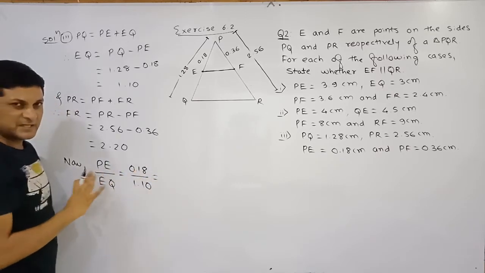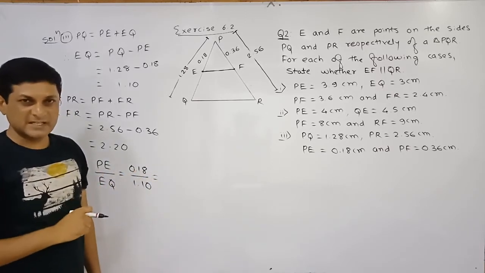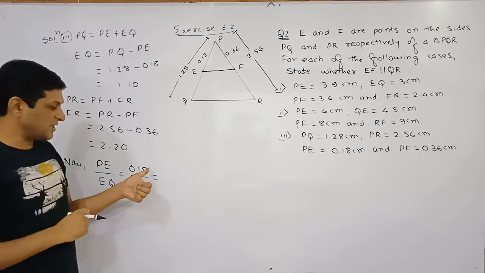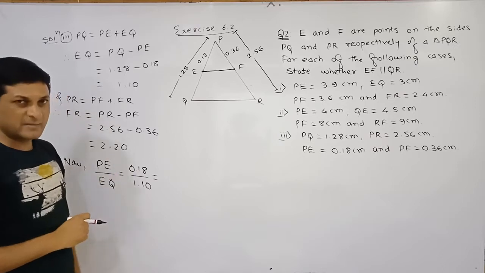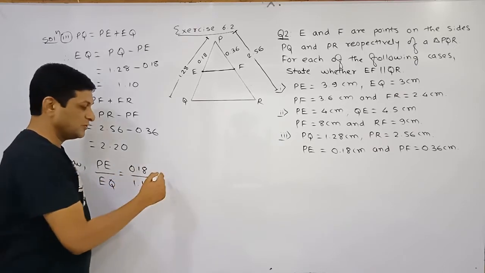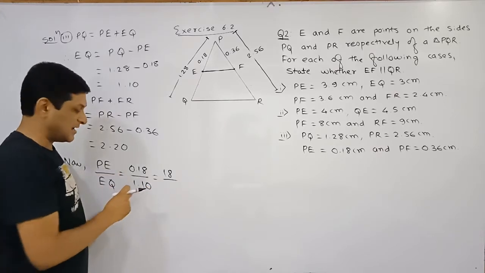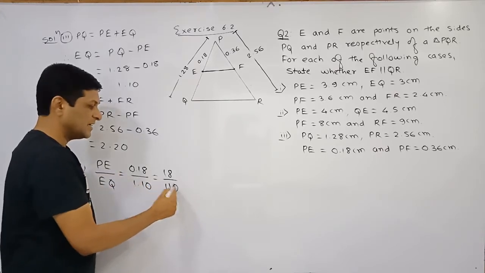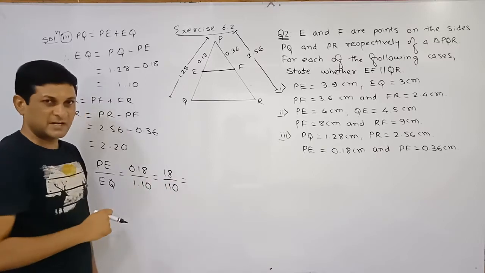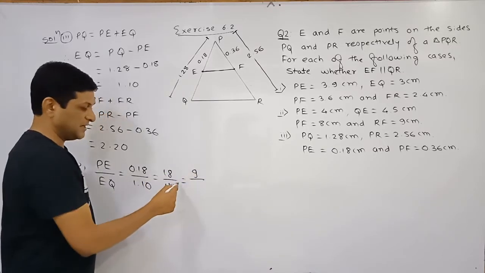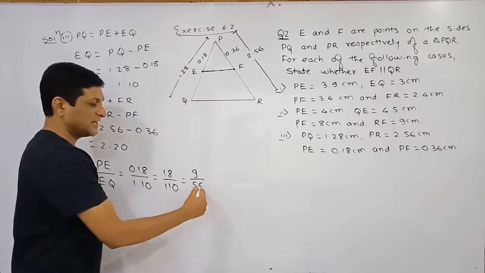For simplicity, we will first eliminate the decimal point. To eliminate the decimal point from numerator and denominator, we multiply the numerator and denominator by 100. Multiplying the numerator by 100 we get 18, and multiplying the denominator by 100 we get 110. Both the numbers are divisible by 2. Dividing the numerator by 2, we get 9, and dividing the denominator by 2, we get 55.